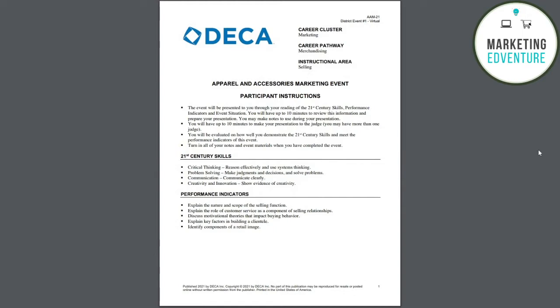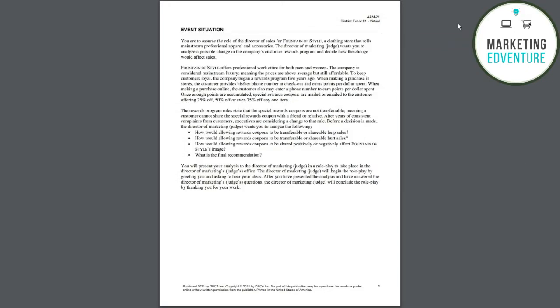On this page, you will see the performance indicators located at the bottom of the page. This particular event has 5. So on the second page, what you'll find is the actual event situation. It will tell you what the judge's role is, what the student's role is, and the body of content that explains what the situation is. And it'll also tell you what the judge is expecting for you to present to them.